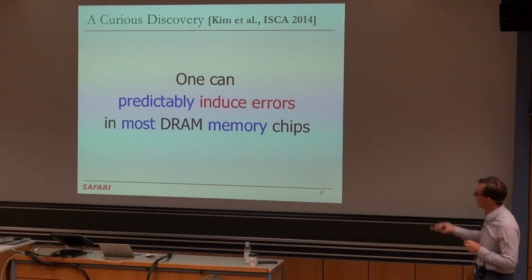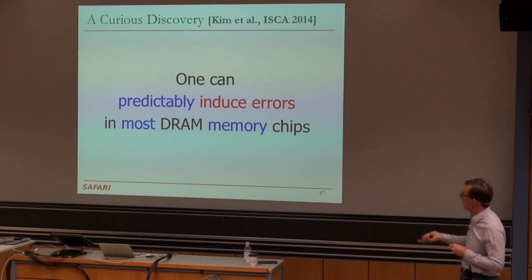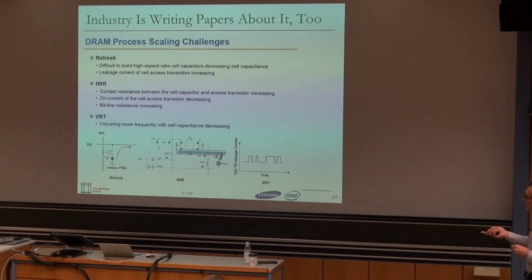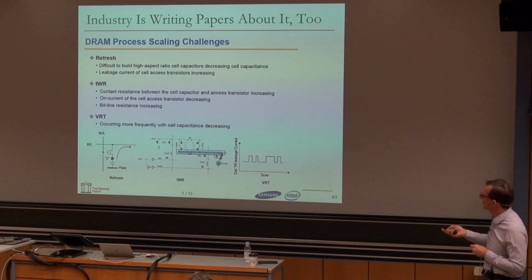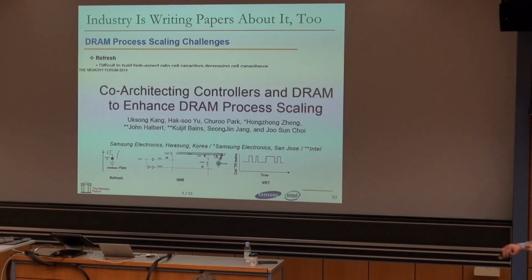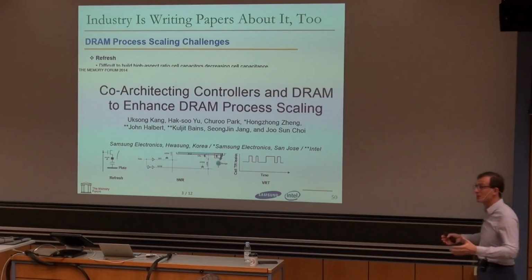And we've seen that because of these trends, you have these problems, right? Security problems also. So I'm going to skip these. And I talked about this paper. I don't know if we assign this as required reading, but clearly industry is very, very concerned about this also. People who don't normally talk to each other in industry are writing papers about it. They're proposing co-architecting controllers and DRAM because we're having a lot of issues with memory.